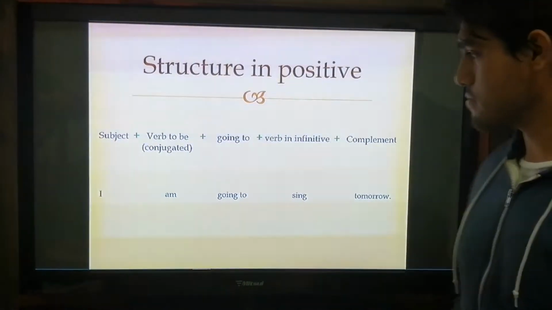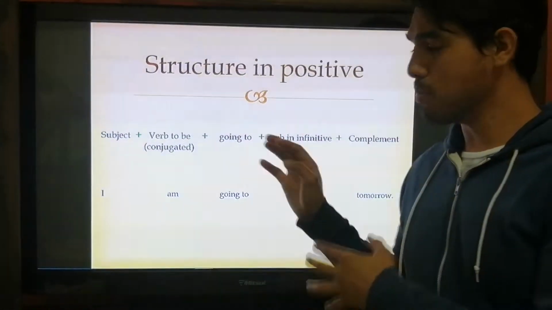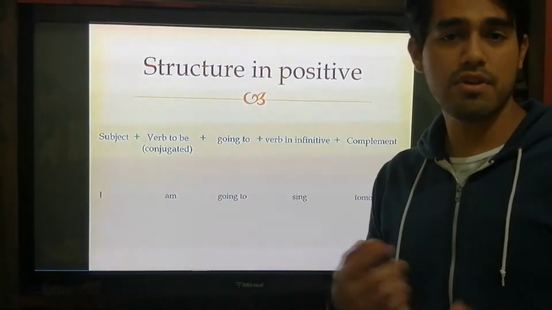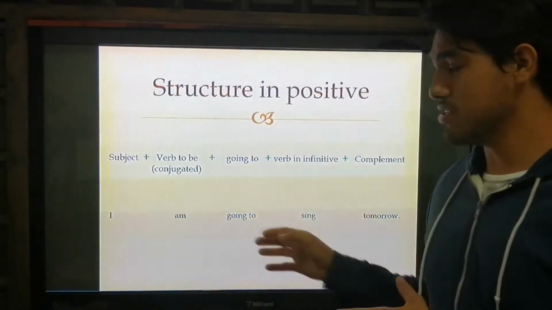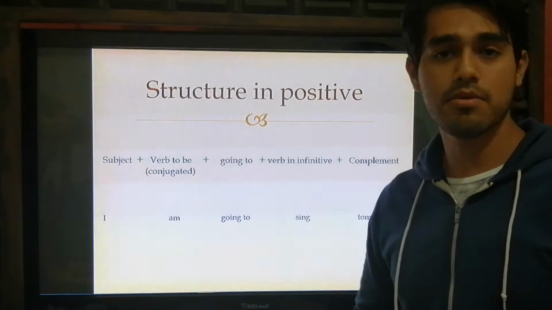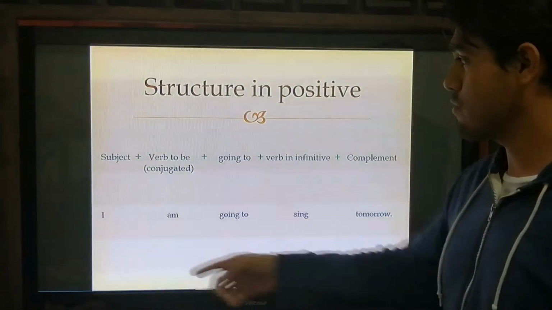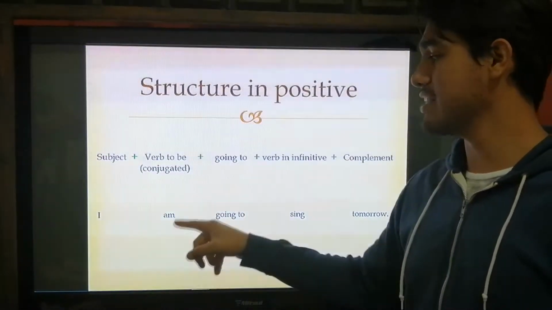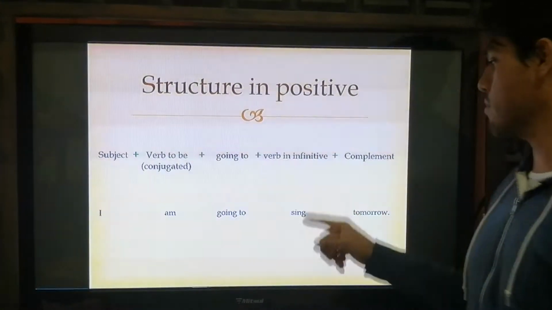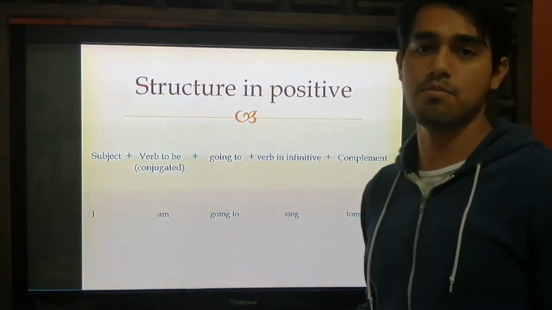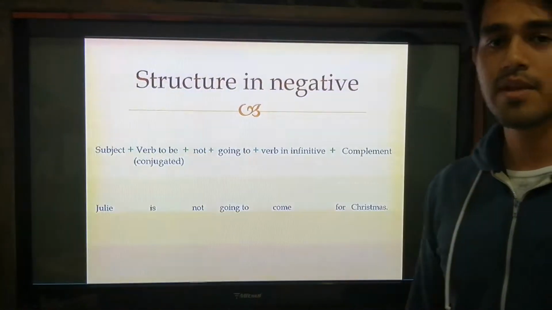Here I have an example, and it says, "I am going to sing tomorrow." This is a plan that I already have. It was already organized, in my calendar, for example. So this is something that I'm going to do tomorrow. Remember, I have my subject, my verb to be, in this case am, because I am using the subject I. Then going to, the verb in infinitive that is sing, and the complement that is tomorrow. Pretty easy, right? So now let's look at the negative structure.